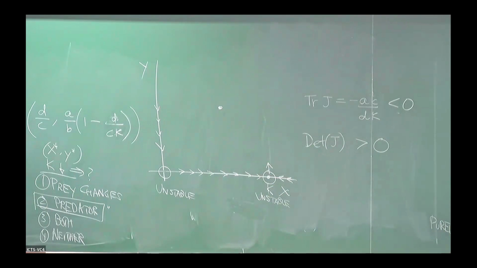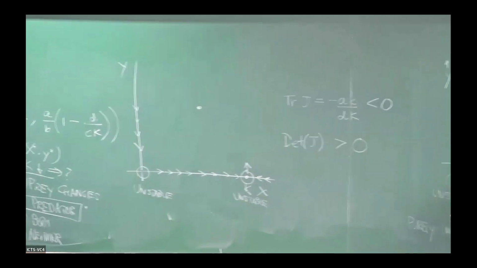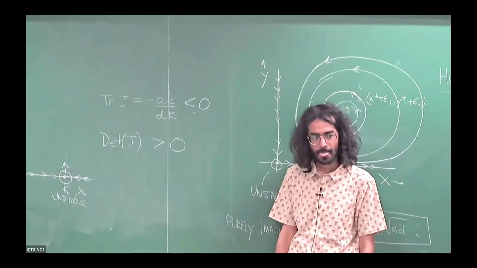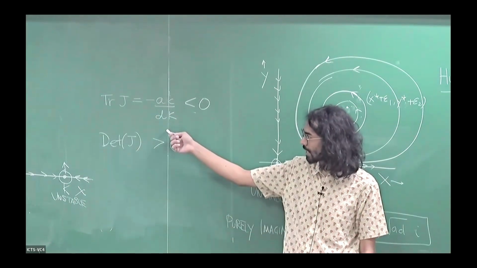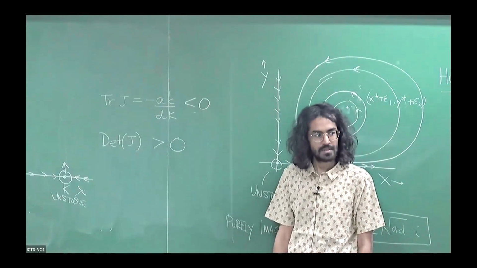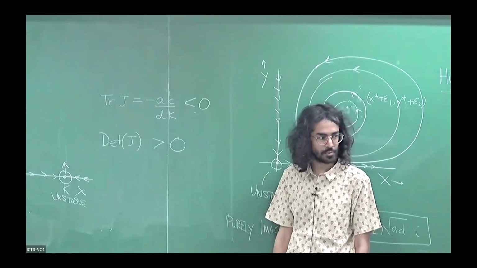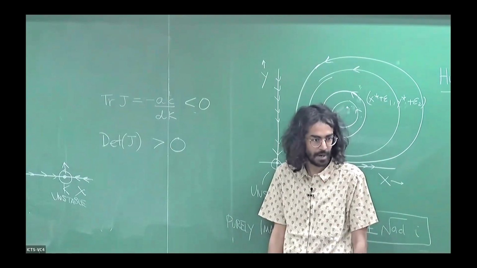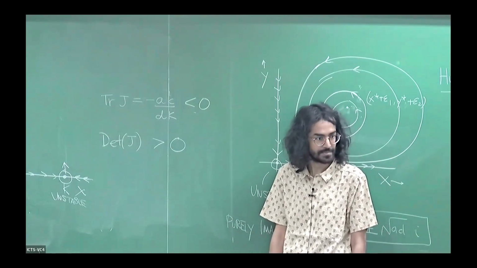Stable. How do we know that both eigenvalues have a negative real part? The sum of the eigenvalues is negative, and the product is positive. Minus times minus equals plus. Right, so both of the eigenvalues would have a negative real part, and that means stability, right?